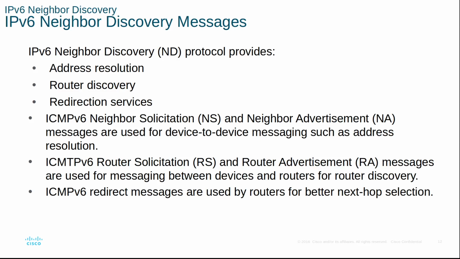They're ICMP version 6 packets. We use neighbor solicitation packets and neighbor advertisement packets for device-to-device messaging, such as address resolution, and router solicitation and router advertisement packets or messages. These are used for messaging between devices and routers for router discovery, and ICMPv6 redirect messages. These are used by routers for better next hop selection.